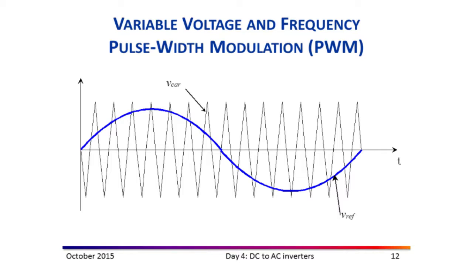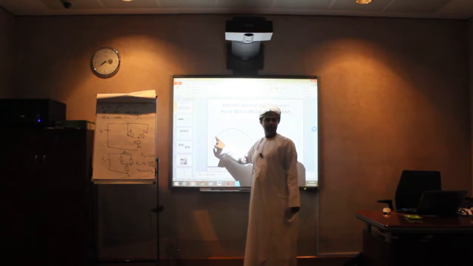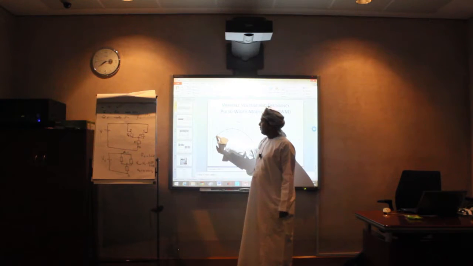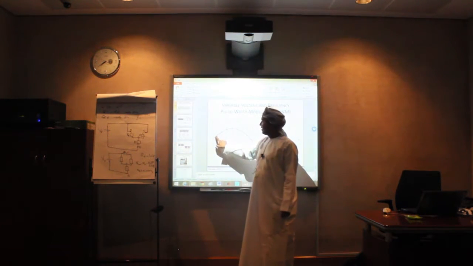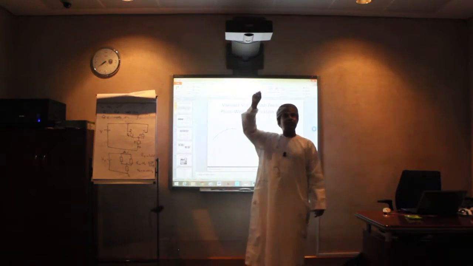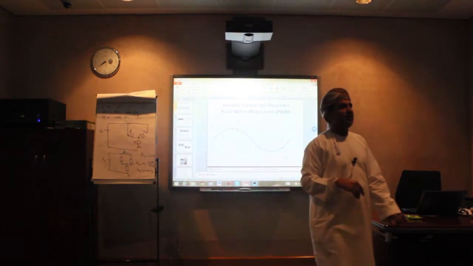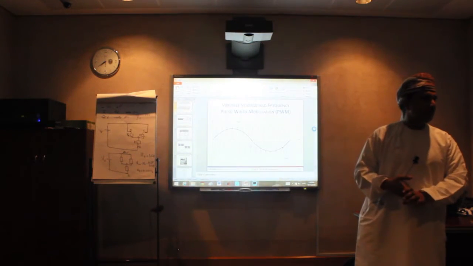And compare. For example, in this small interval, which one is higher, the carrier or the reference? The reference. That means the switch which is connected to this signal will turn on the top switch and turn off, for example, the bottom switch. Okay. In the second interval, now it changed, right? So now the carrier is higher and the reference is lower. So that means the top switch will be off and the bottom switch will be on, and so on.